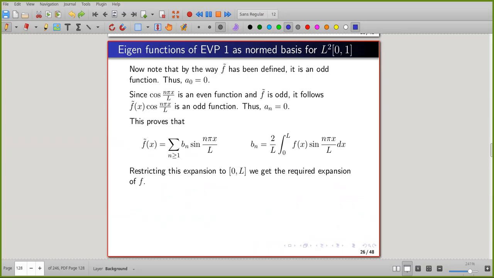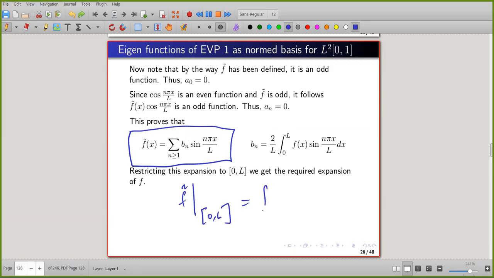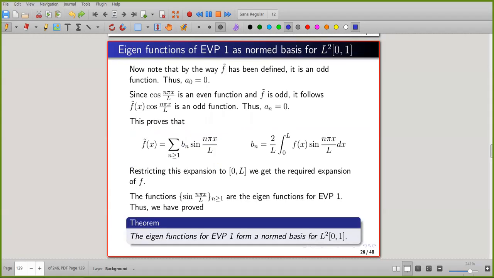So this proves that f tilde looks like this, right? But now we just restrict this to f. By construction, f tilde restricted to 0L is f. So if f tilde looks like this, then f also looks like this. Thus we get the required expansion. Therefore we have proved that the eigenfunctions of EVP1, eigenvalue problem 1, form an orthonormal basis for L2 0L.